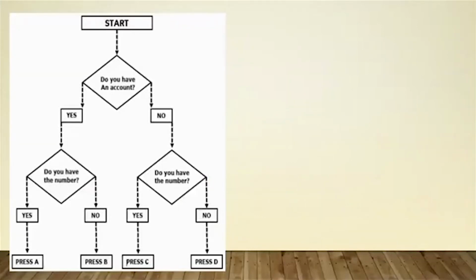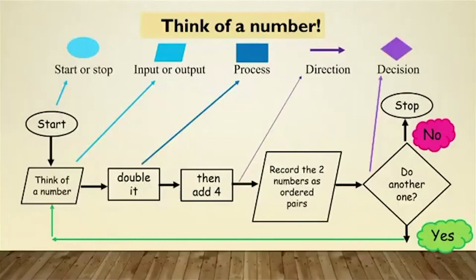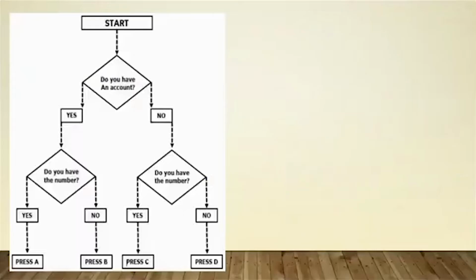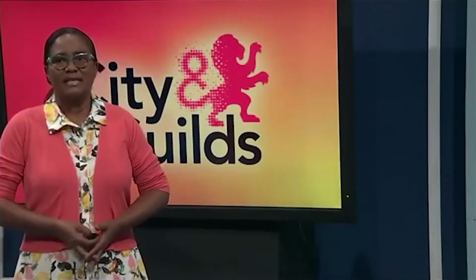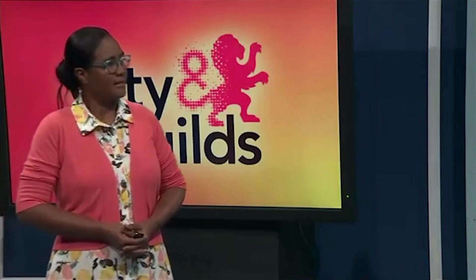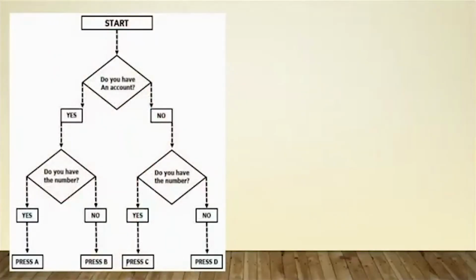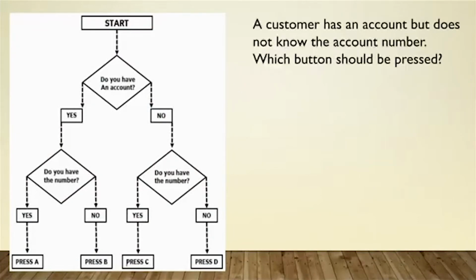All right, let's look at some sample questions. So this is the sample City and Guilds question. Let's look at the question and see if we understand what it is asking. So a customer has an account but does not know the account number. Which buttons should this person press? All right. So at the start, notice they have used a rectangle for the start. We usually use the oval, but they have used a rectangle. So the first, it's a decision. Do you have an account?